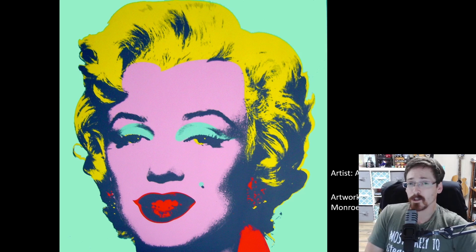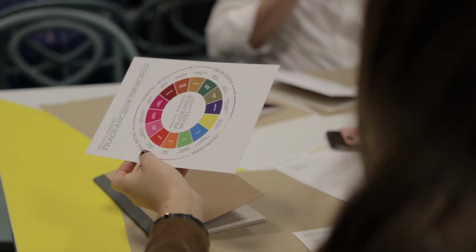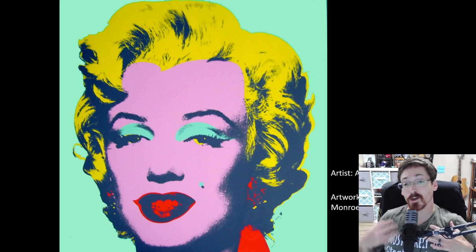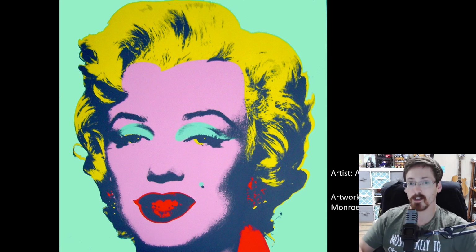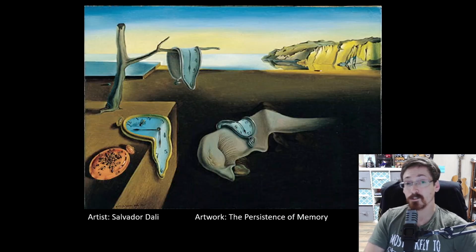There's also contrast in the color schemes. The purple and the yellow are what is known as a complementary color scheme, or in other words, they are opposite each other on the color wheel. This creates contrast whenever the viewer is looking at the artwork with the contrasting colors. Another way that you can have contrast is with texture.